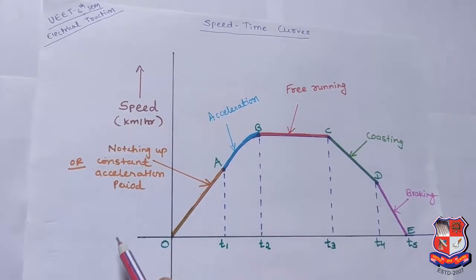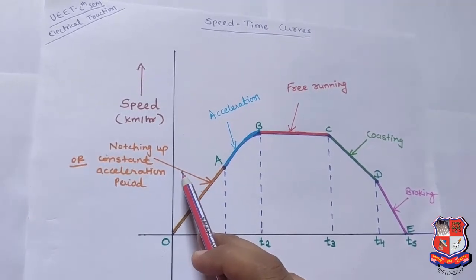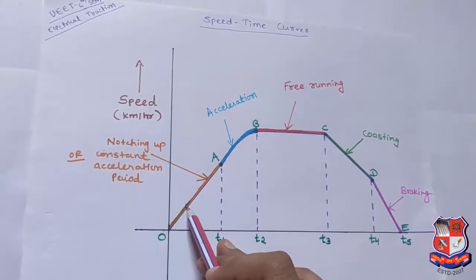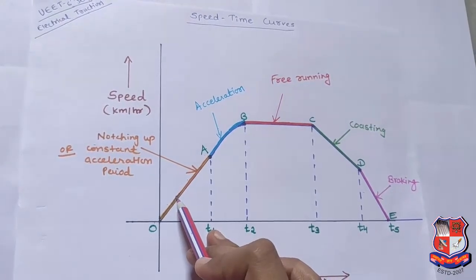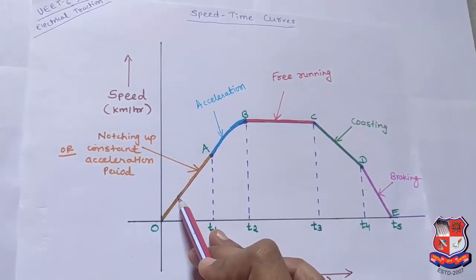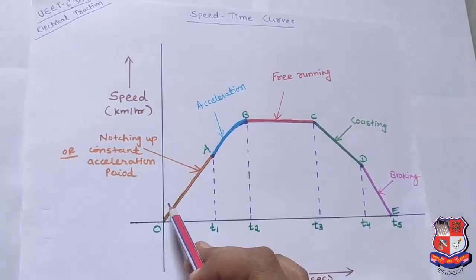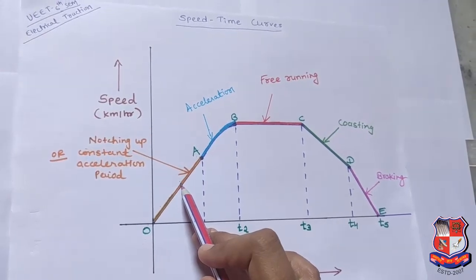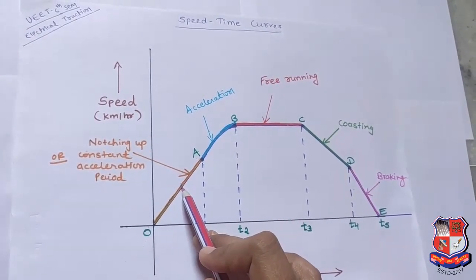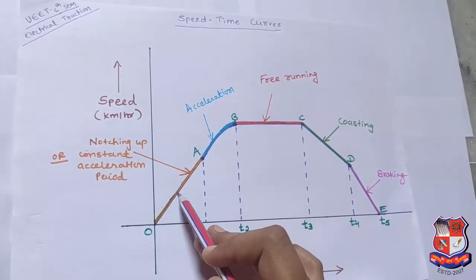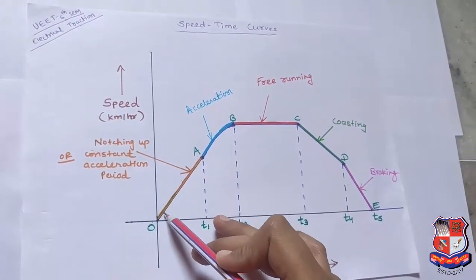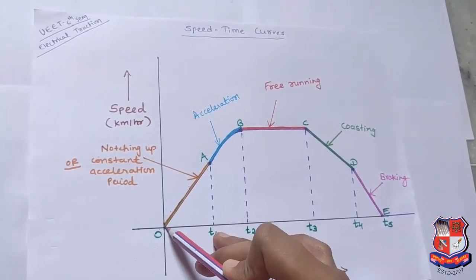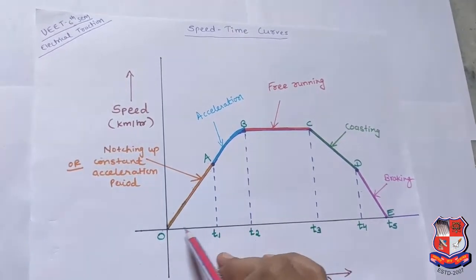Now start with the first, notching up or constant acceleration period. During this period, the starting resistance is being cut out. So it accelerates from one notch to another notch, so it is also called the notching up period. The average tractive effort and the current remain constant, so acceleration also remains constant. So it is also called the constant acceleration period. The speed gradually increases in this period, so we can draw a straight line during the period O to A and time period O to T1.